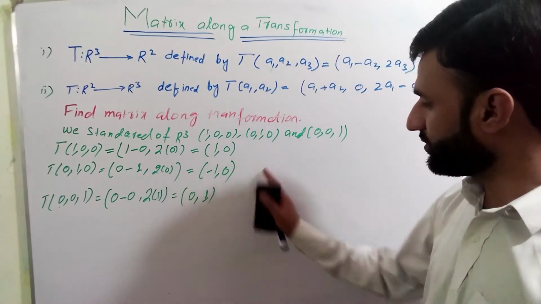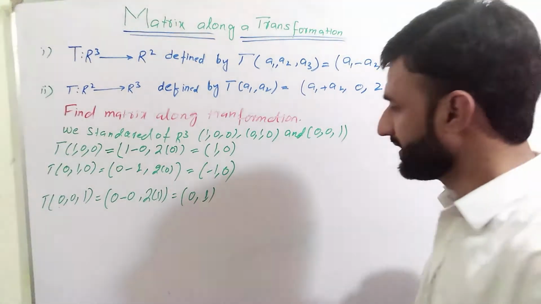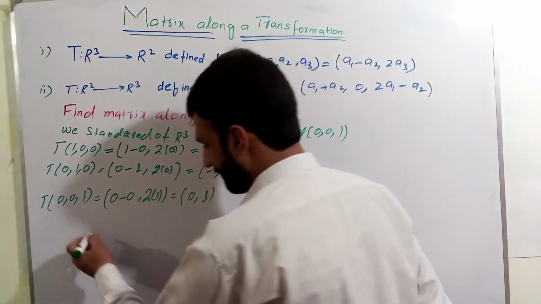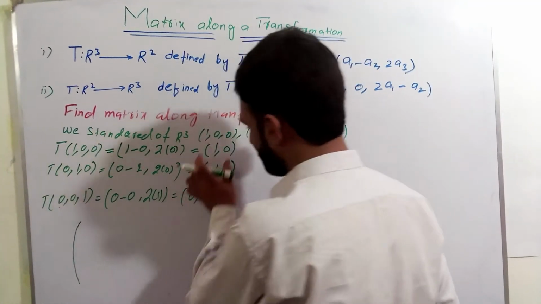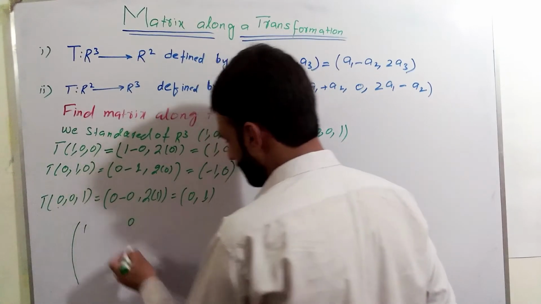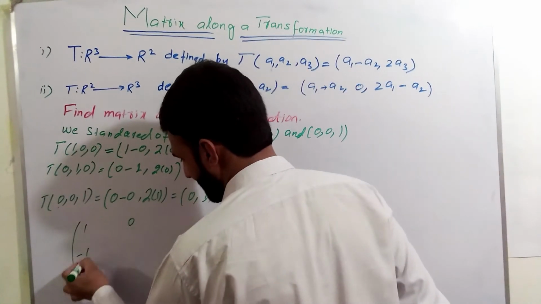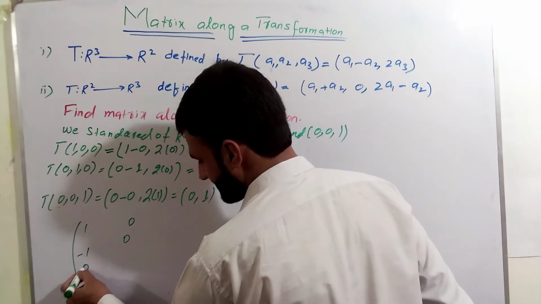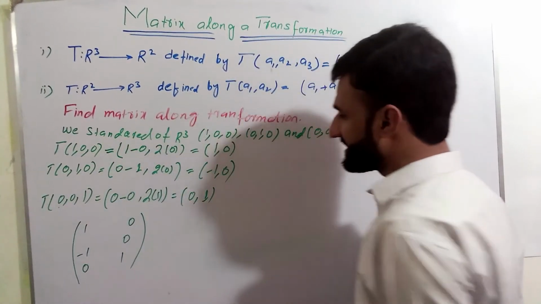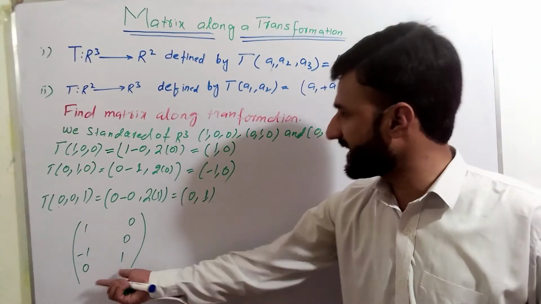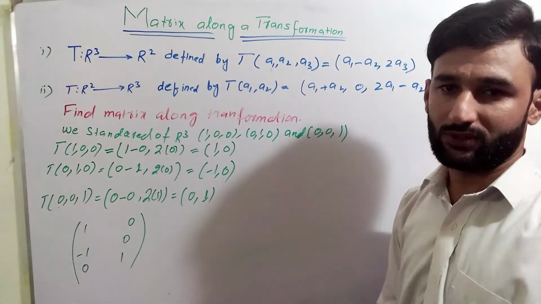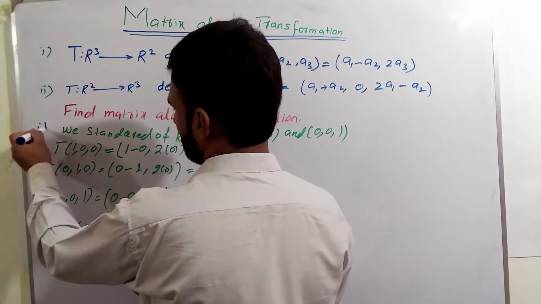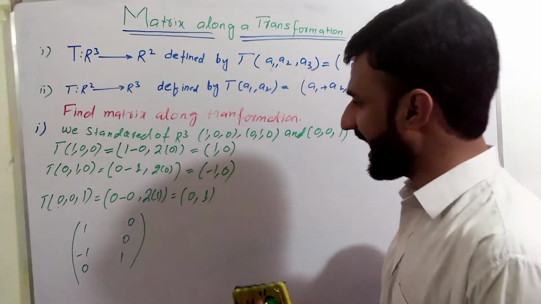Right. If we write it in matrix form, this is your first row, second row, and third row. We have obtained the matrix this way. This is the first row, 1 0. This is the second row, minus 1 0, and this is the third row, 0 2 1. So this is the first matrix we have obtained along the first example. So we can write this as example 1.